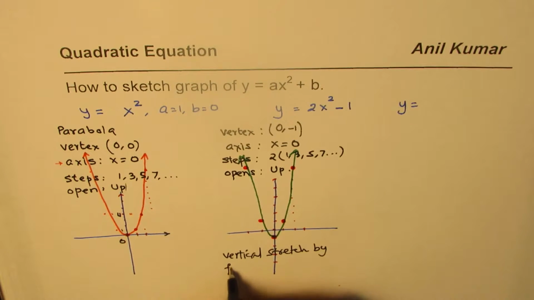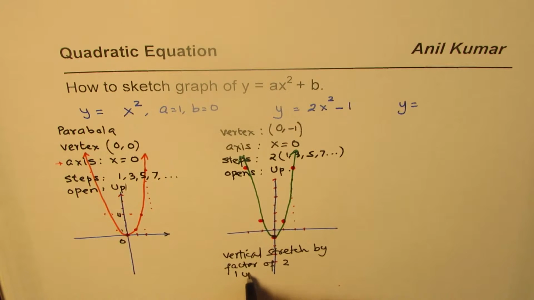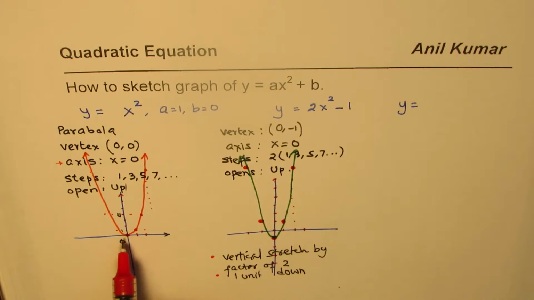by a factor of 2. You'll also notice that it is translated 1 unit down, and it is 1 unit down, right? So these are the two modifications, or I should say transformations, which have taken place if you compare it with the original graph y equals x squared.